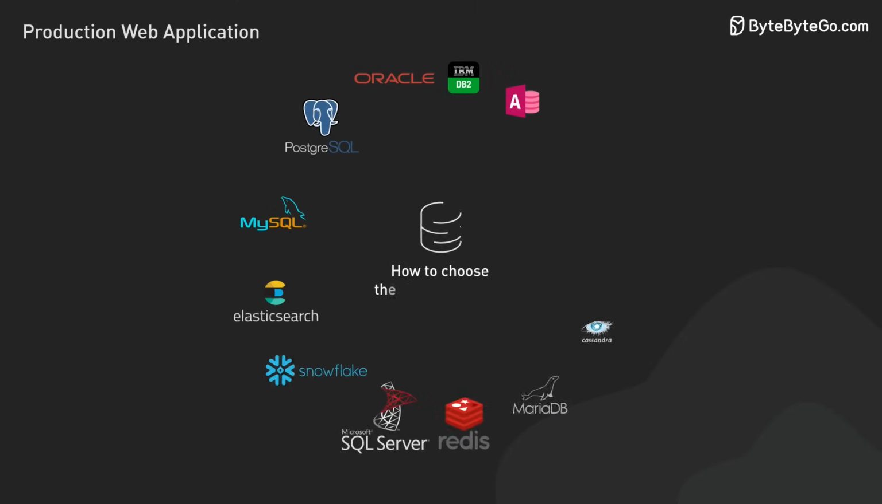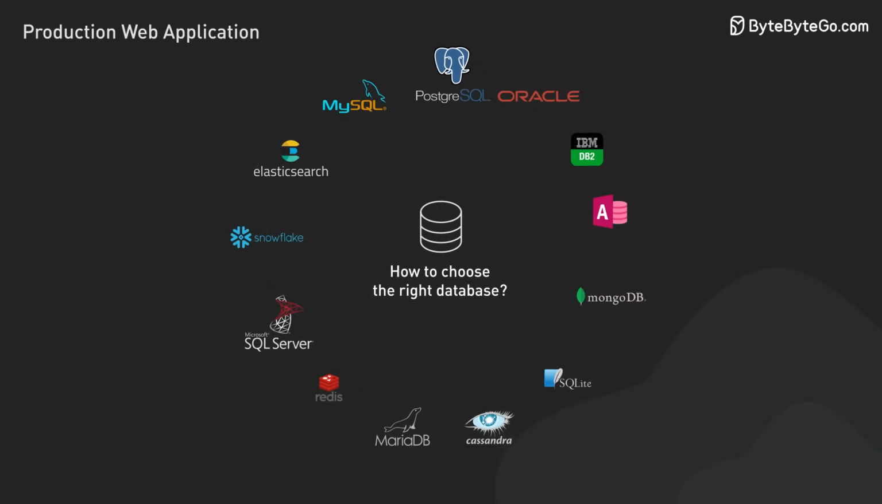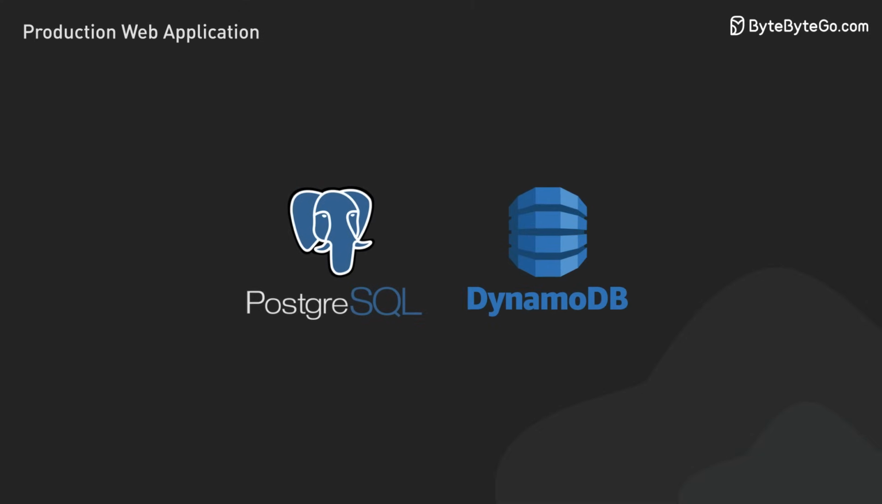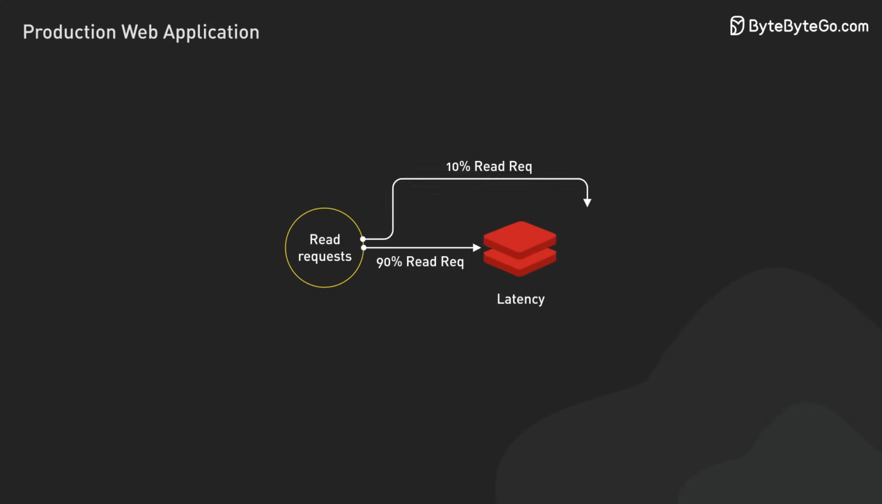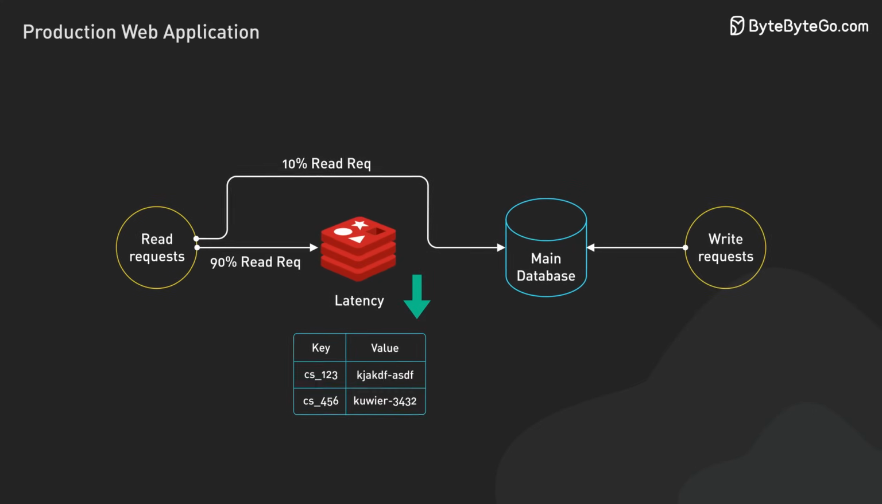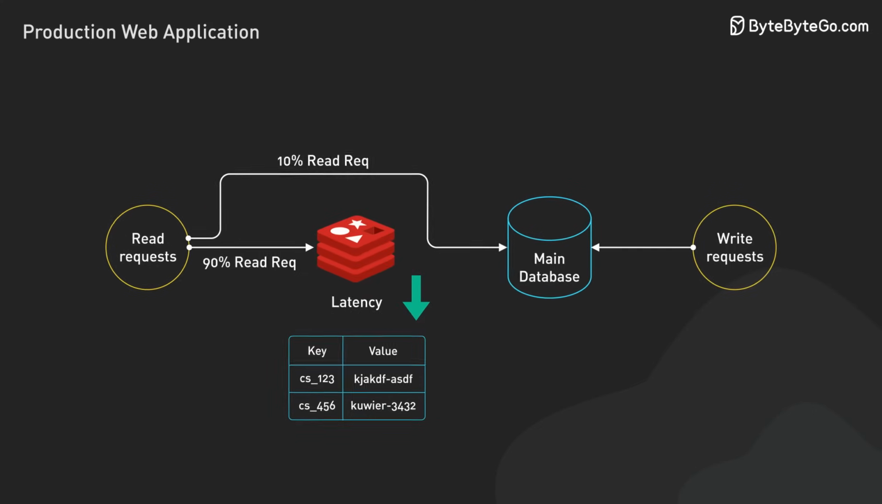Speaking of data, next we have databases and caching. Whether it's Postgres or DynamoDB, the database stores the core data. To avoid bottlenecks, we use distributed caches like Redis, keeping frequently accessed data in memory for speed.